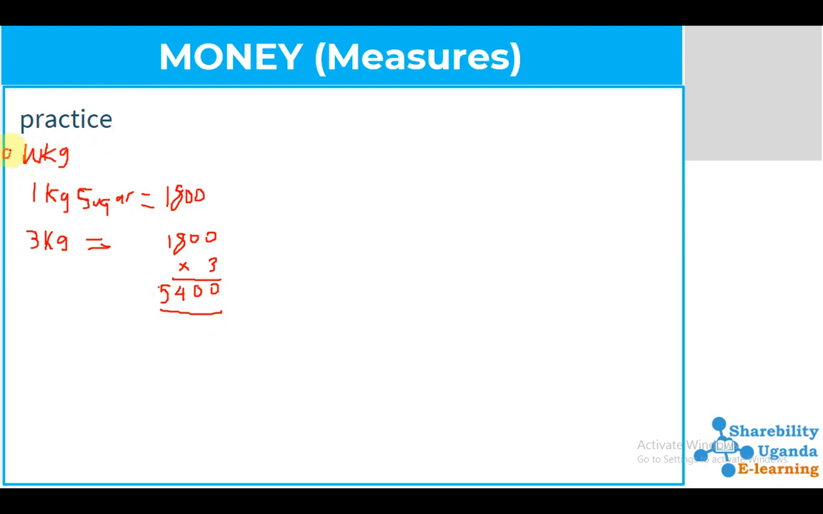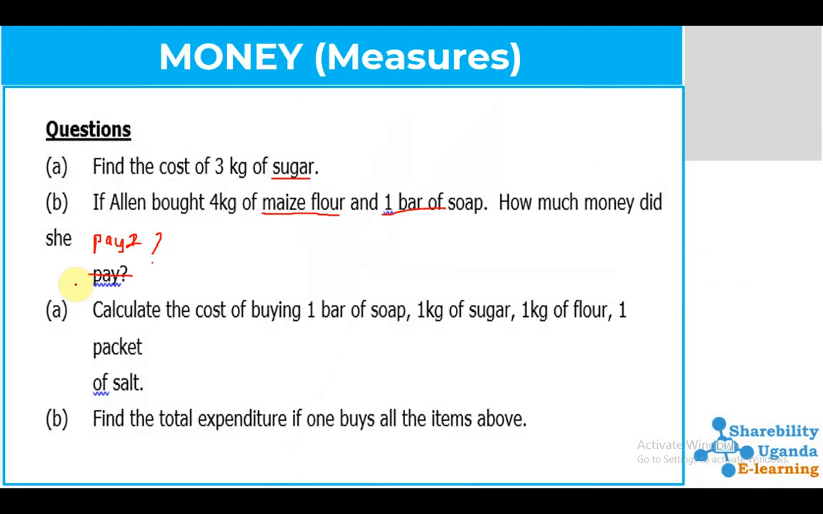Alright, so let's go to another question, because this was our part A of the question. Let's go to our part B. What do they want in part B? They are saying, if Alan bought 4 kilograms of maize flour and 1 bar of soap. Let's look at 4 kilograms of maize flour. How much is a kilogram of maize flour?